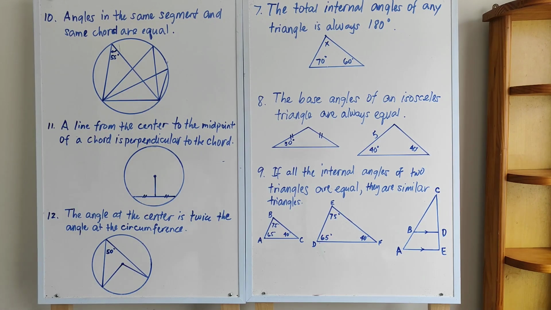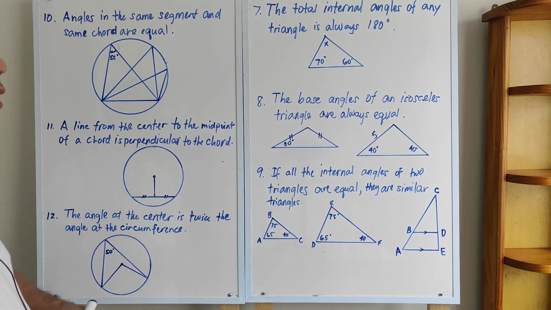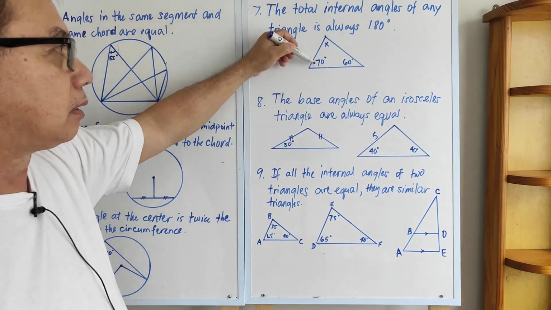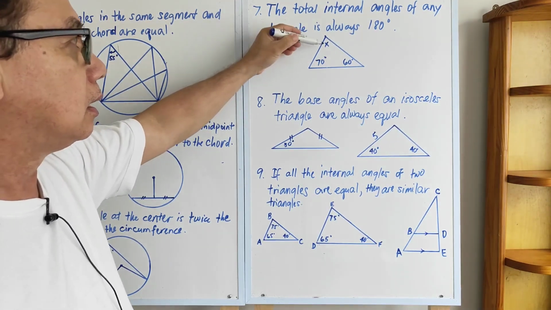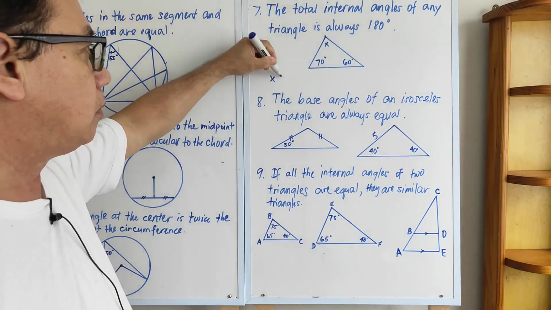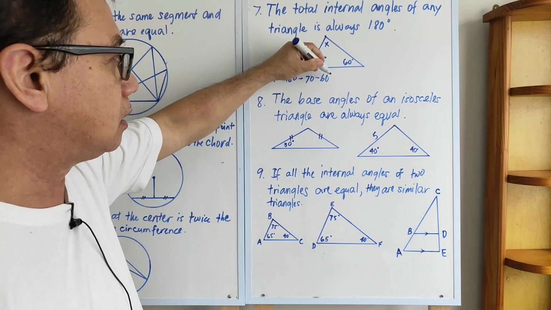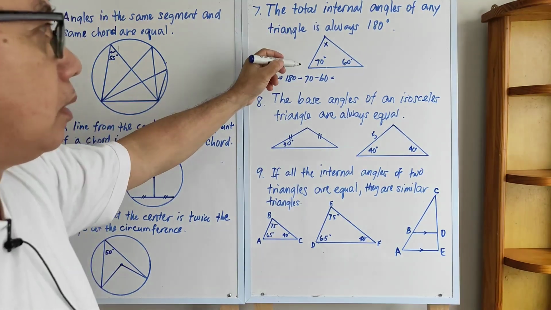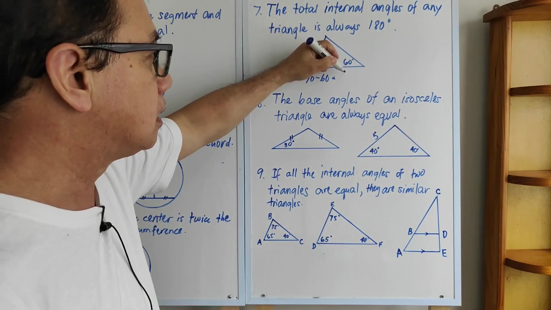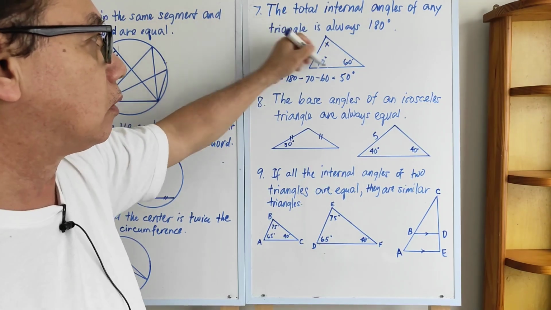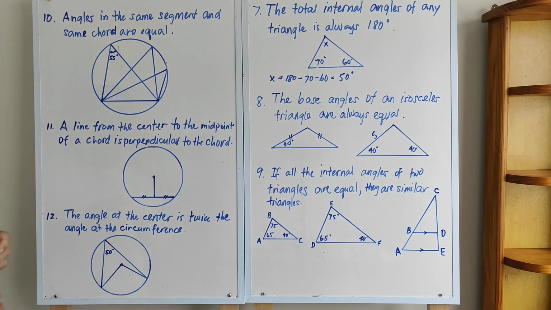Number 7. The total internal angles of any triangle is always 180. So for example, this is 70 degrees, this is 60 degrees. The third angle will be 180 minus 70 minus 60 degrees. So that would be 50 degrees. So x will be 50 degrees to have a total of 180 degrees.